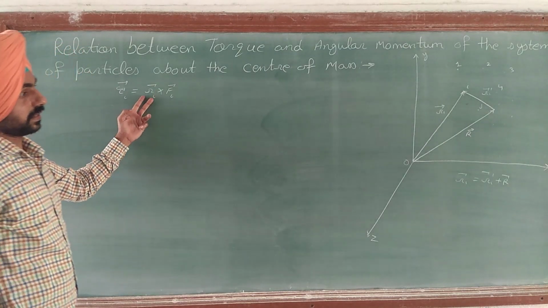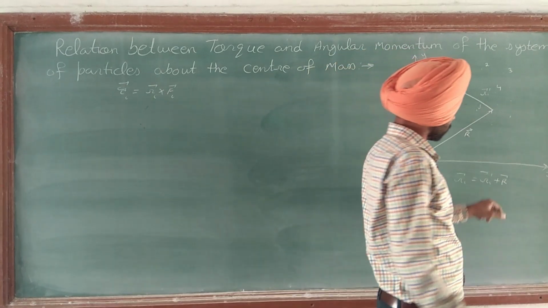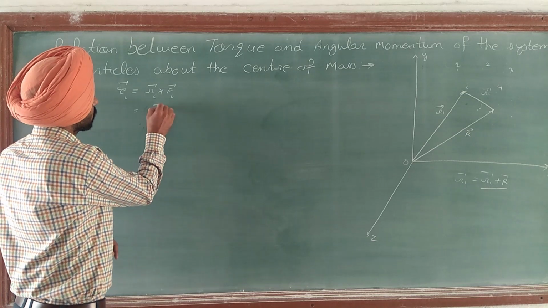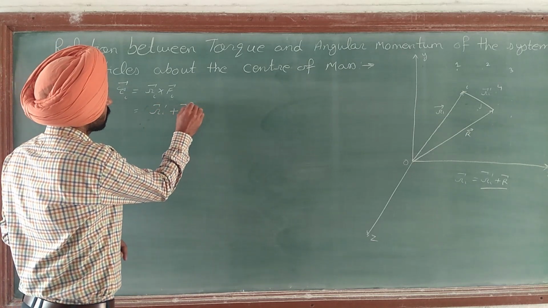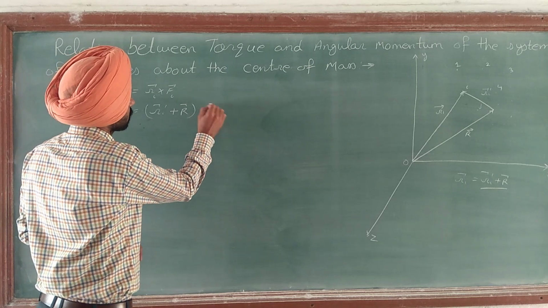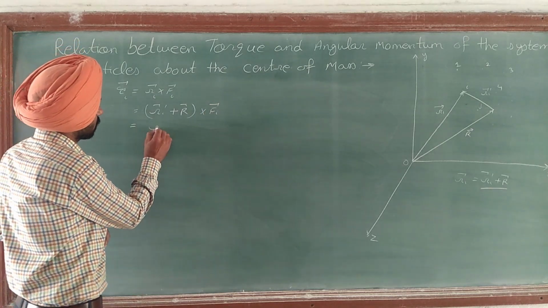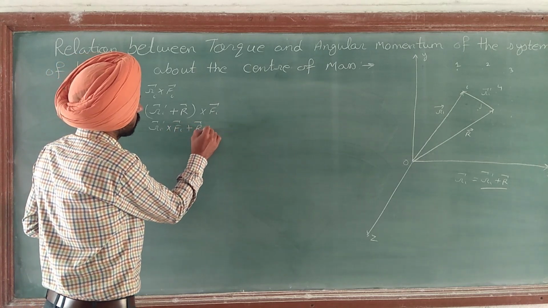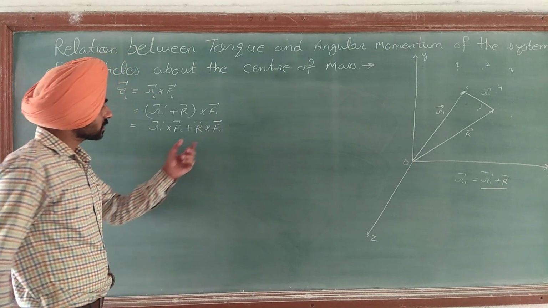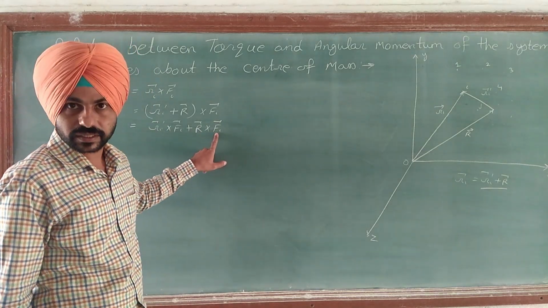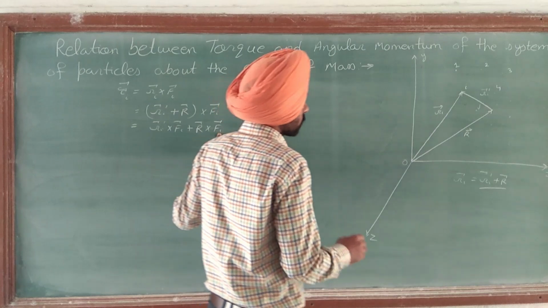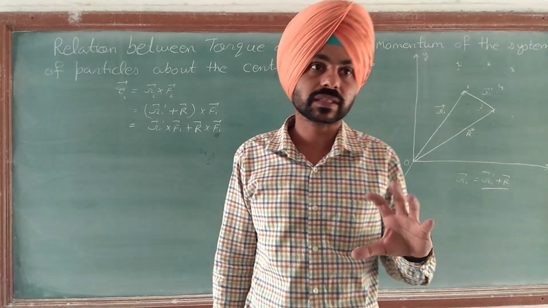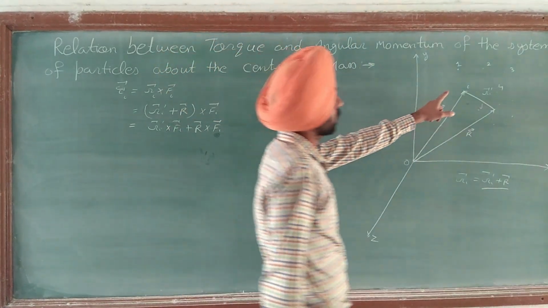What is ri? ri is ri prime plus R, so we will substitute this value here, so it will be ri prime plus capital R cross Fi. So we can rewrite this equation as ri prime cross Fi plus R cross Fi. What is this Fi? Fi is the force acting on the ith particle. This force is the vector sum of all the external and internal forces acting on the ith particle.